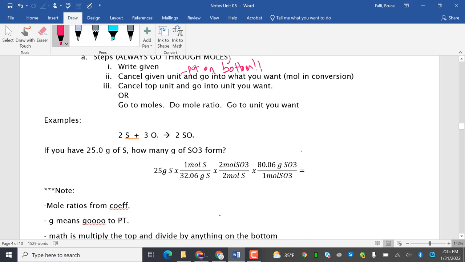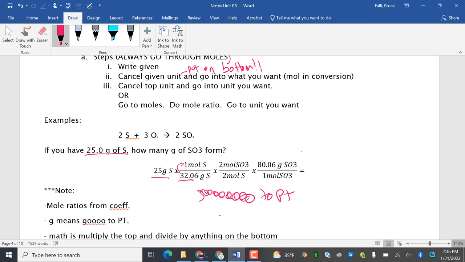Okay, so let's take a look. You have 25 grams of S. How many grams of SO3 form? Grams of S on the bottom to cancel. When I write grams of S, I need to know what number goes with it. Little g stands for grams, and little g stands for go to the periodic table. The periodic table told me the number 32.06. Now, I've got moles of S here, so these have to equal each other. One mole of S equals 32.06 grams.